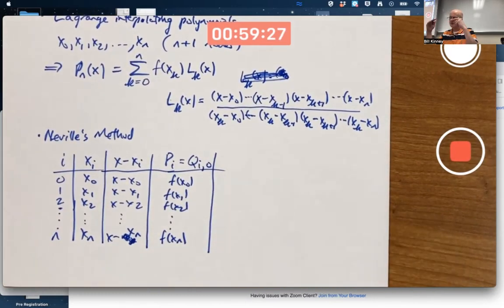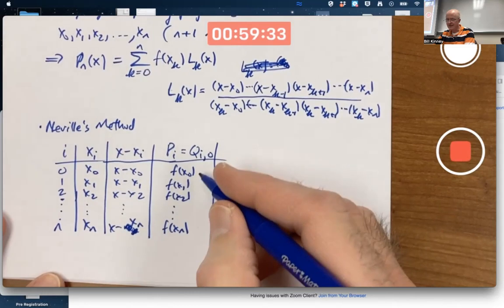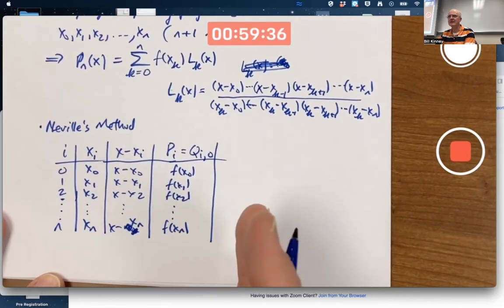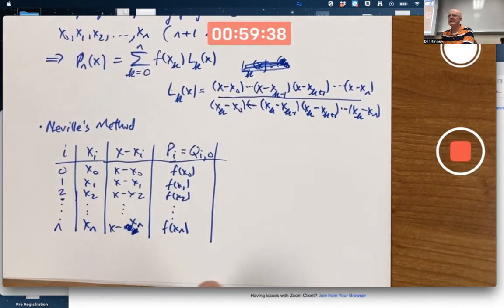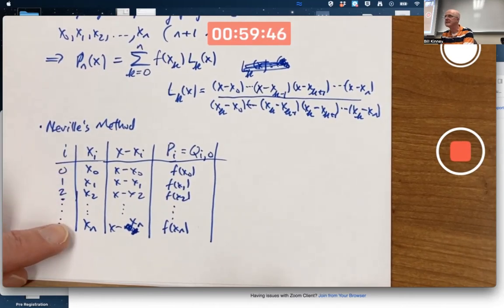So if you watch the extra video, those are 0th degree things as functions. They're constant functions whose graphs are horizontal lines. And in any situation, as you make Neville's method tables, any one of these numbers could be thought of as an approximation to f of x, where x is some fixed number between x0 and xn.